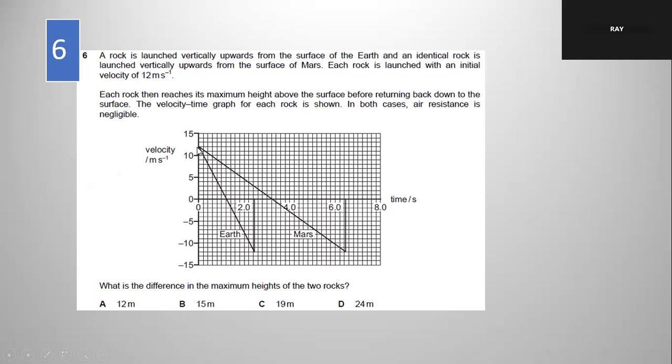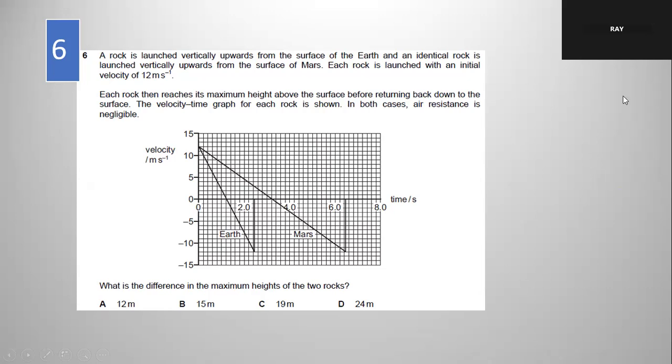Right? This one you throw the rock upwards, so you take upwards as positive. That is where it reaches the maximum height. Maximum height, the velocity is 0. Then it comes down again, no? Air resistance negligible, it comes down, it starts at 12, it ends at minus 12, same as this one. So what's the difference in the maximum height of the two rocks?